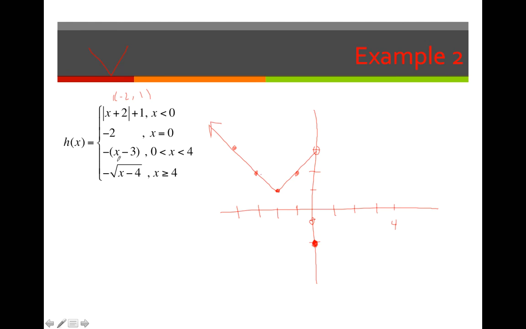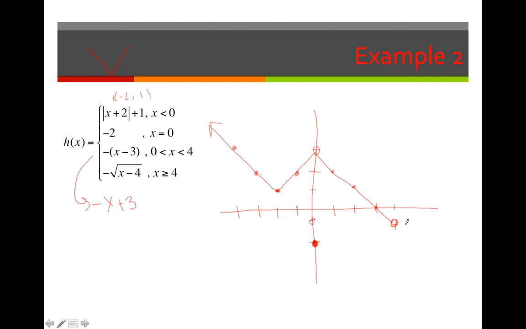Then I have negative quantity x minus 3. Well, if you rewrite that, that's just negative x plus 3, which is a linear function that says, hey, start up here at 3 and go a slope of negative 1 all the way to 4. Okay, that's pretty easy. If I start here, well, that's an open dot again because it's not equal to 0. And I'm going to go down 1, right 1, down 1, right 1, down, right, and down and right 1. And it's not equal to 4, so I have to put an open dot right there, and I'm going to connect like so. That should be a straight line.